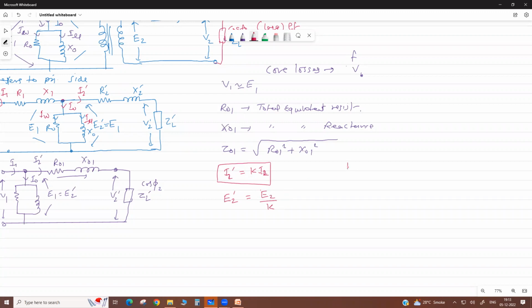See, you know, because we write E2 by E1 equals to K. But here in this case, we take this E2 by E2 dash, because here we assume E1 equals to E2 dash. So K or E2 dash equals to E2 by K. Please remember, when we transfer the data as referred to primary side from secondary side, your current is multiplied by turn ratio, your voltage is divided, okay? Or like same we can write V2 dash equals to V2 by K.